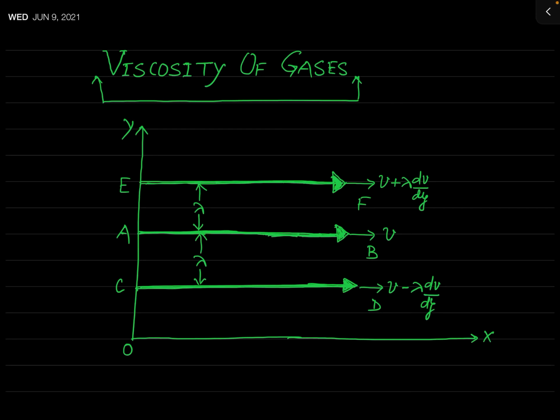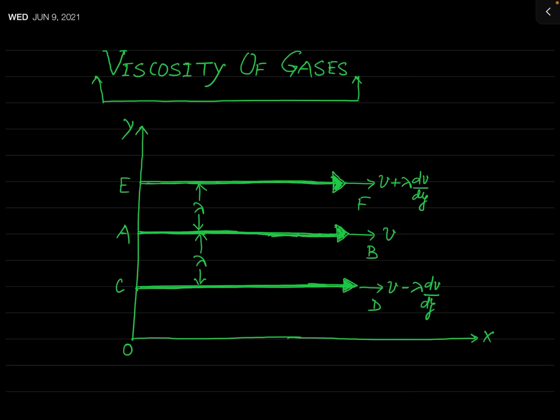Similarly, due to the temperature gradient, a phenomenon known as thermal conductivity takes place, and due to the gradient of molecular concentration, diffusion takes place. As I have told you in the first lecture, we will discuss all these three phenomena separately. One thing you must keep in mind: when we discuss a particular phenomenon, we will consider only the cause of that phenomenon.